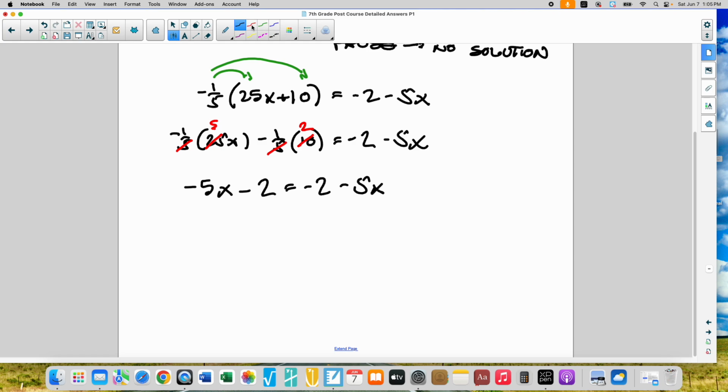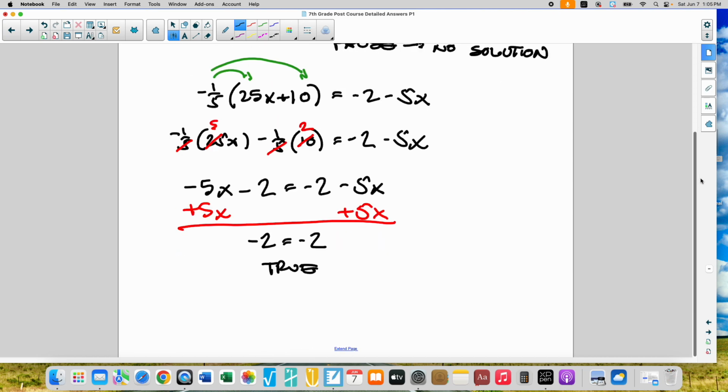We're going to move the variables. Always move the variables first. So I'm going to move those. They cancel out, and they give us a statement, negative 2 equals negative 2, which is true. It's a true number statement.